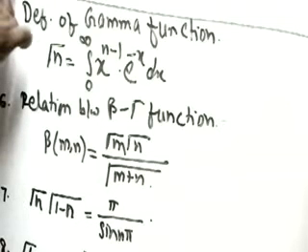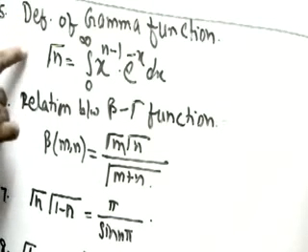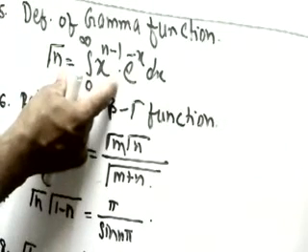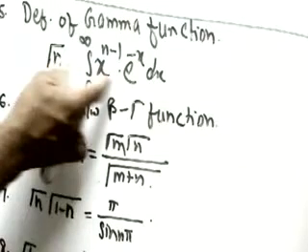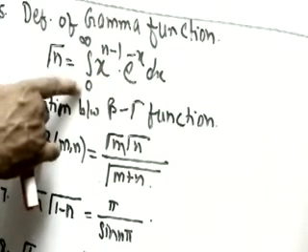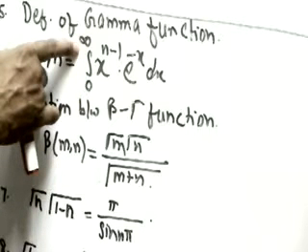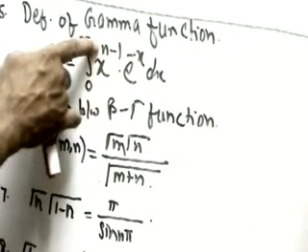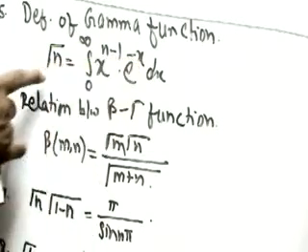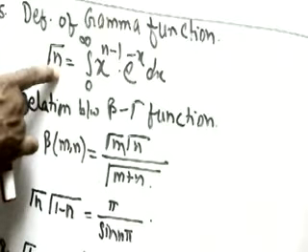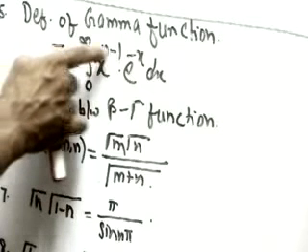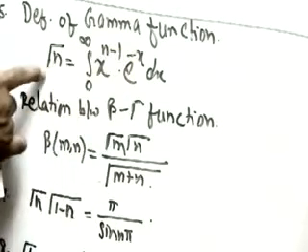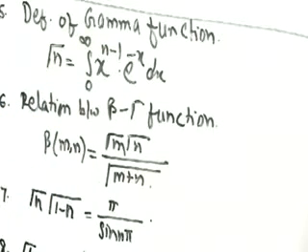Now in the same way, let's look at a few formulas of gamma functions. Now gamma of n, this is the definition of the gamma function. This improper integration is called the gamma function. What is this improper integration? The integration from 0 to infinity of x power n minus 1 into e power minus x is defined as gamma of n. That is, the integral from 0 to infinity of x^(n-1) e^(-x) dx.